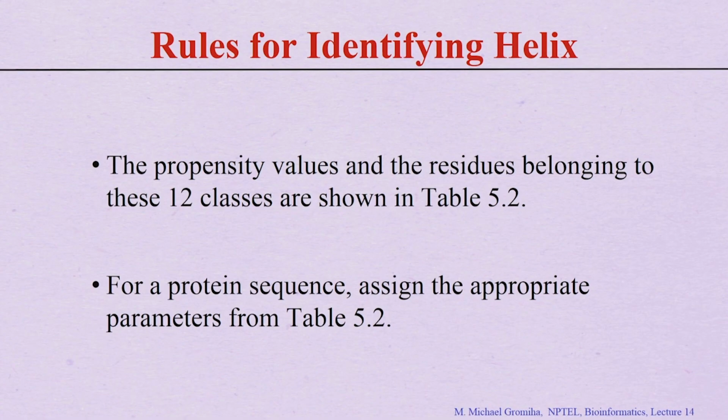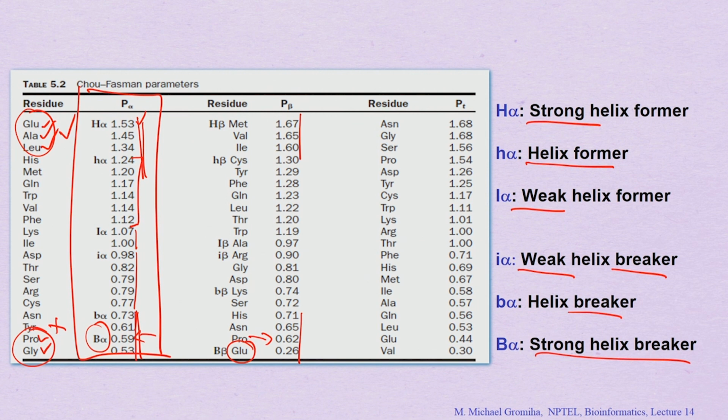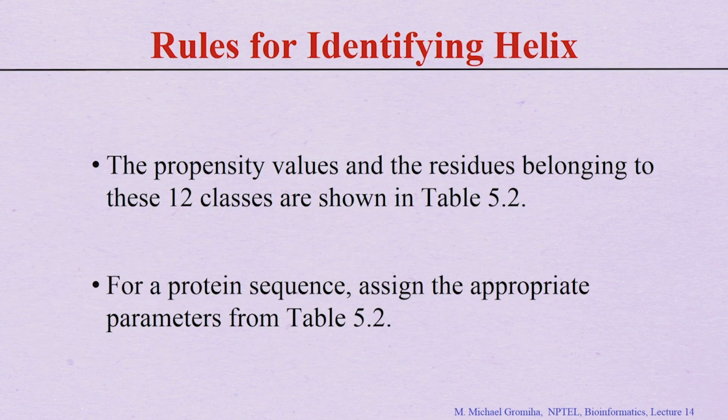First you segment the sequence and assign the propensity values, because if you take this table there are 12 different groups for the strand, helix 1 2 3 4 5 6, right, and for the beta also you have 6. Then you can take these preferences and assign the values, then you can see the weightage.